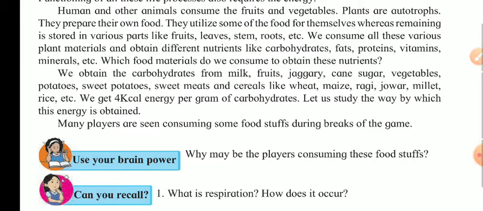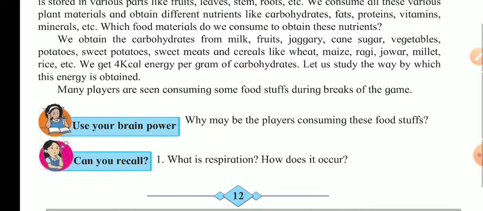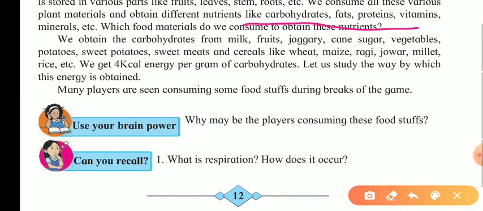The other part of the energy source that they produce, they store in body parts like fruits, leaves, stem, roots, etc. We consume all these various plant materials. Sometimes we eat roots like carrots, sometimes leaves, sometimes fruits. So we consume different parts of plants, and in these plant materials the nutrients we get are carbohydrates, fats, proteins, vitamins, and minerals.